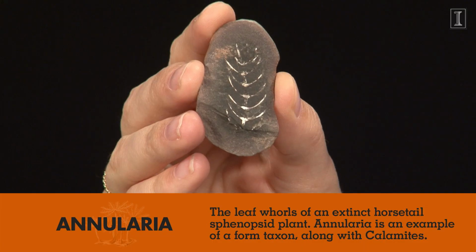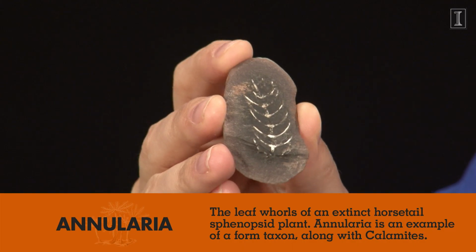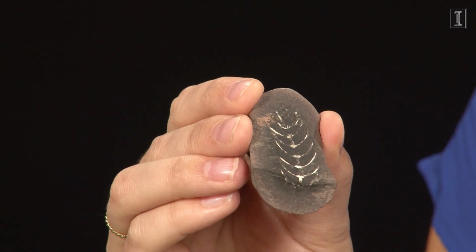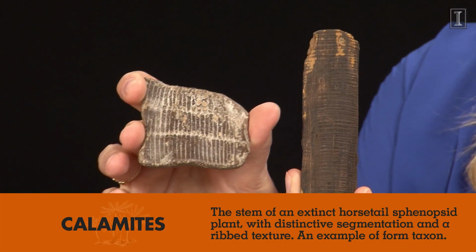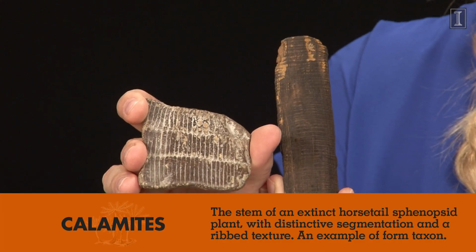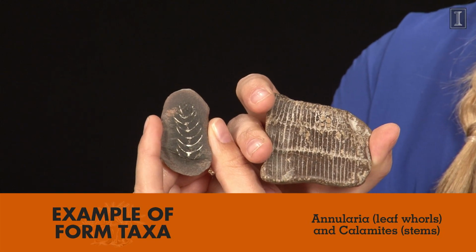The leaves of these sphenopsids were termed annularia. That's the name this particular organism was assigned when this fossil was discovered. If you can imagine, these leaves would be radiating outward in whorls around the stems. The stems of these sphenopsids were also fossilized, but they were named something different. They were identified as a different organism when they were first discovered. The stems are termed calamites. So we have annularia and calamites, and those both comprise the sphenopsids.